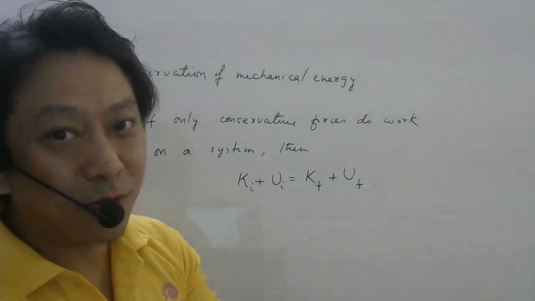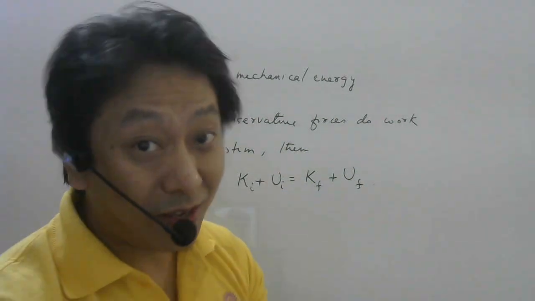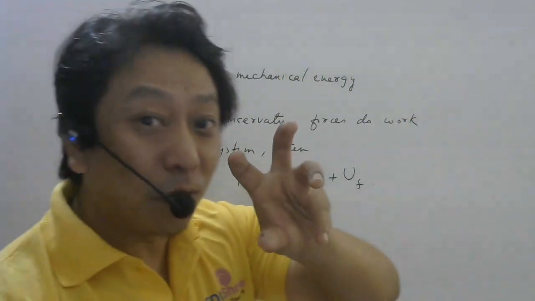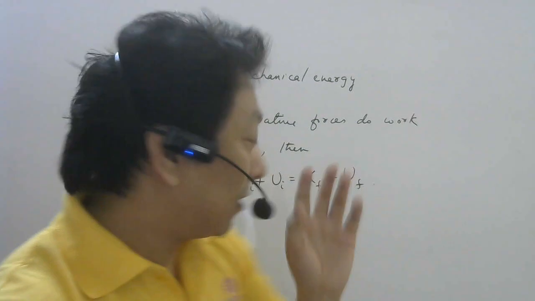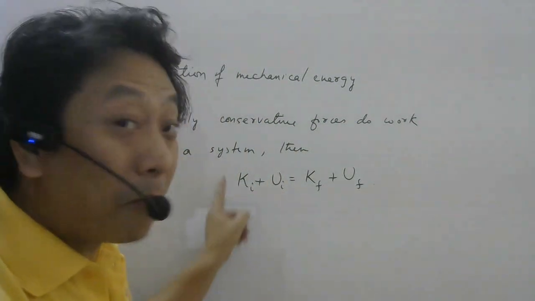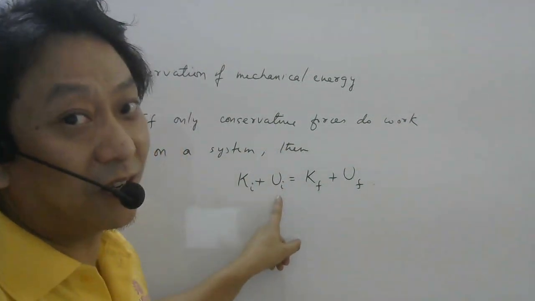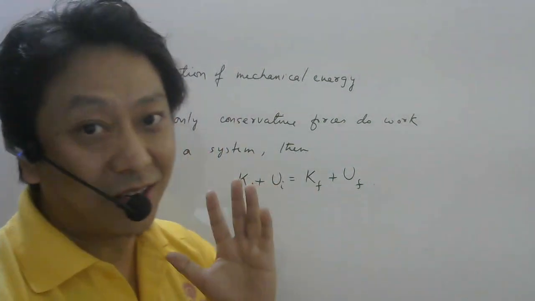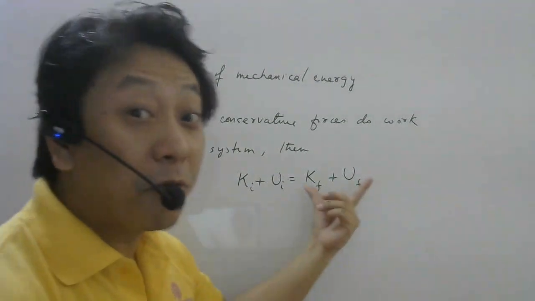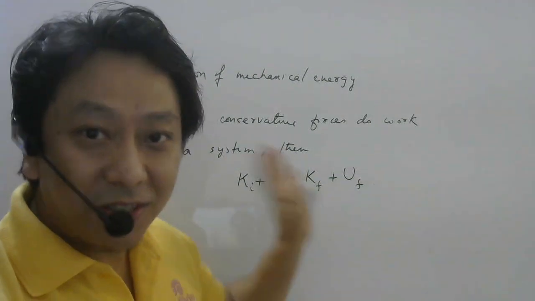Now by conservative forces, what do we mean? It could be gravitational force, it could be spring force, and in second PU you also learned it could be electrostatic force. So if only these forces are doing work, then we can use this formula, which is basically saying the total mechanical energy, meaning the sum of kinetic and potential energy, should remain constant. So the initial sum of kinetic and potential energy should be equal to the final sum of kinetic and potential energy. This is something we should know.